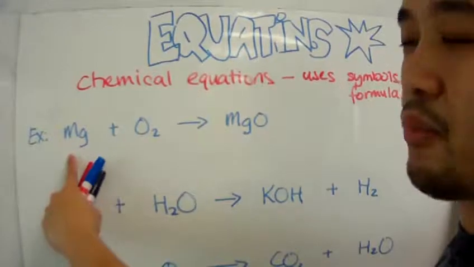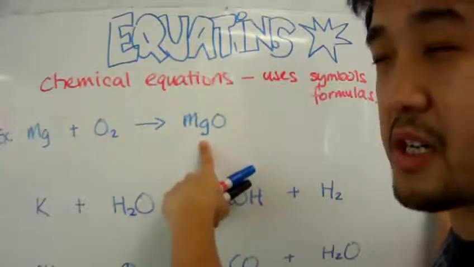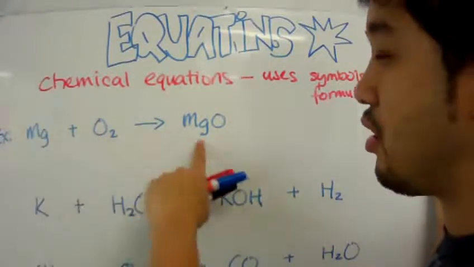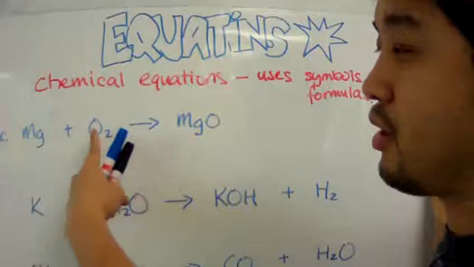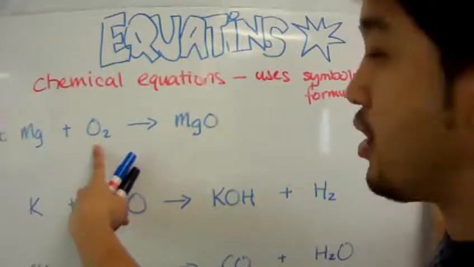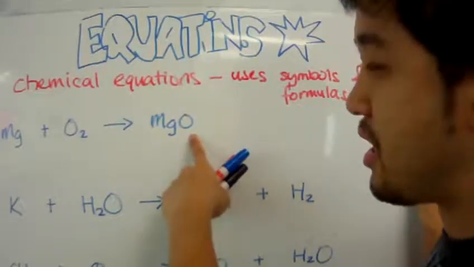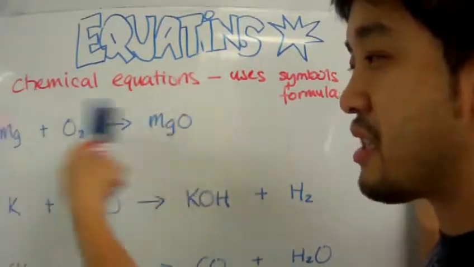So here I have one atom of magnesium, and on the product side I have one atom of magnesium. Good. Or one ion of magnesium. All right, so that's good. Here I have two atoms of oxygen to make up that molecule, but in the magnesium oxide I only have one oxygen. So it's not balanced. We need to balance the equation.